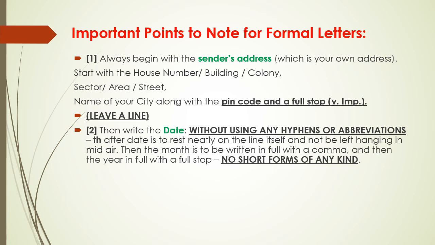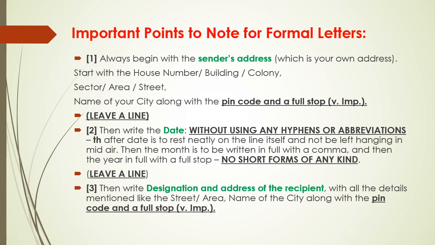TH after the date is to rest neatly on the line itself and not to be left hanging in mid-air. It should rest neatly on the line next to the date before the month. There should be a gap between TH and month. Month is to be written in full with a comma and then the year in full with a full stop. No short forms of any kind. Leave a line.